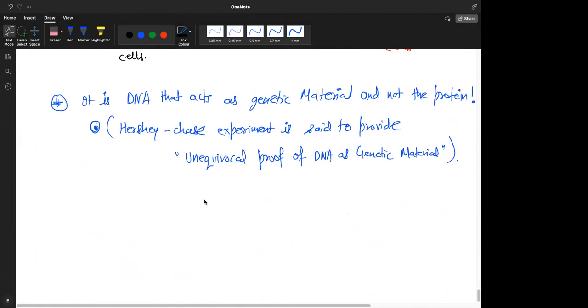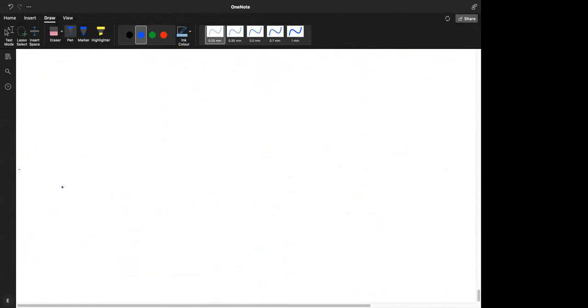Now, finally, we reached the point where we know that DNA is the genetic material and everyone is okay with it. Later on, it was also found that in some viruses, RNA also acts as a genetic material. So it was figured out later on that apart from DNA, RNA also acts as a genetic material.